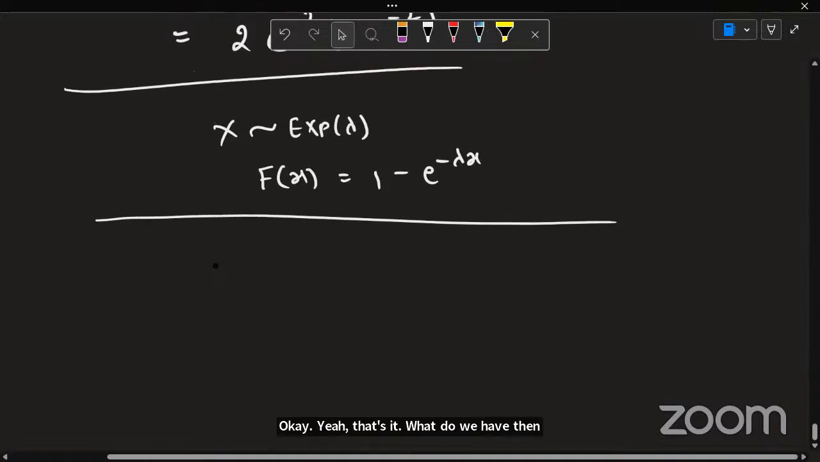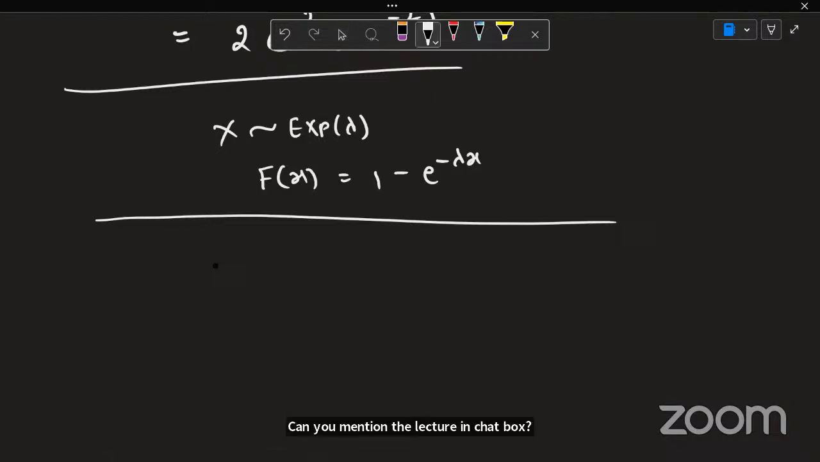Ma'am, when do we go for CDF and when do we go for PDF? Yeah, that also I have discussed in the last lecture. Can you mention the lecture in the chat box, like paste the link? That would be helpful, because not only me, other participants are also confused about when to use small f of x and when to use capital F. You can move on to the next question.